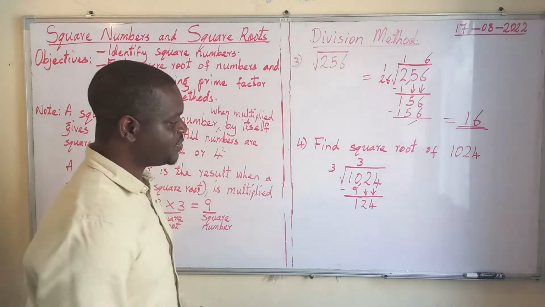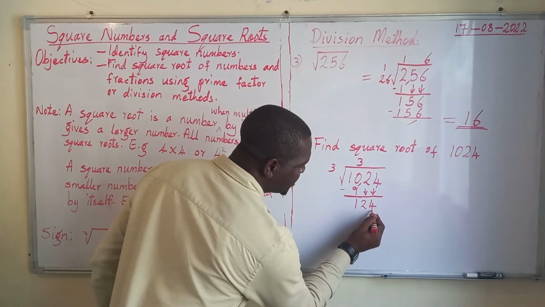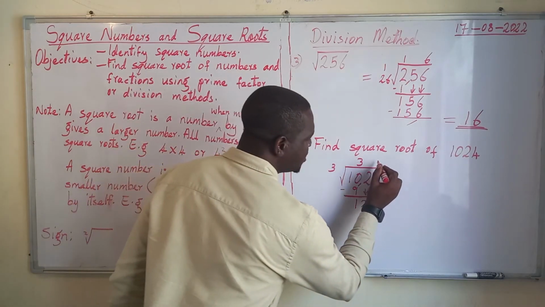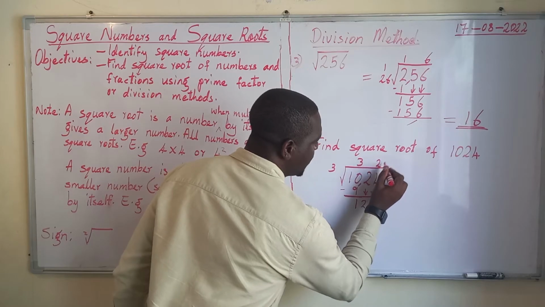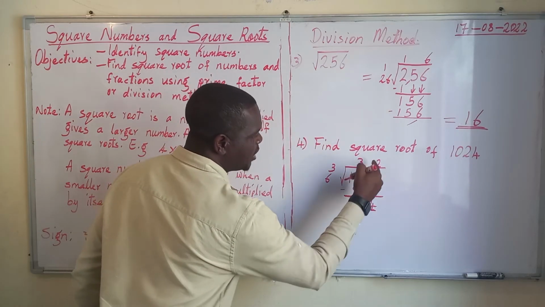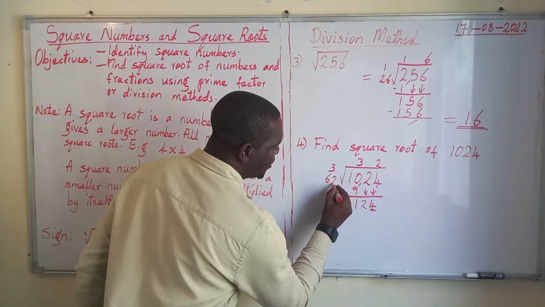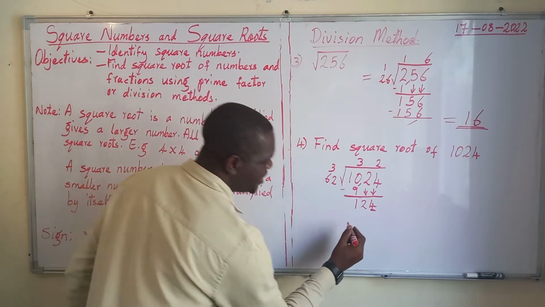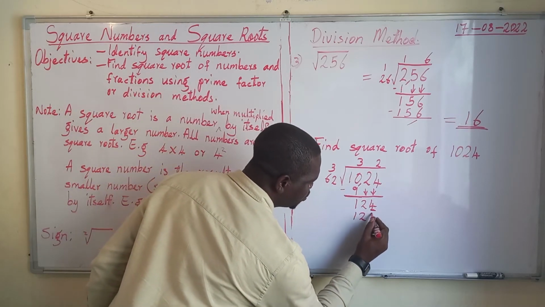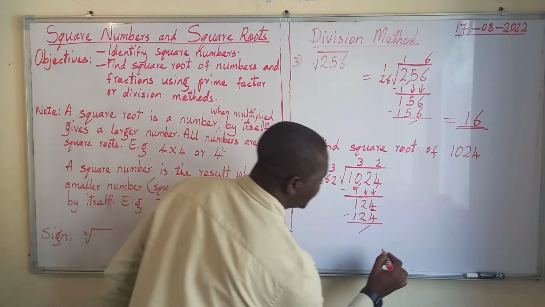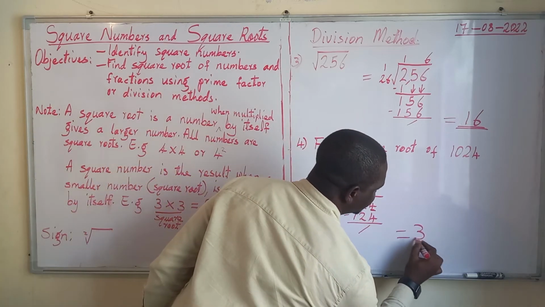You ask yourself, which number when multiplied by itself has an answer that ends with 4? And the answer we have is 2. So you're going to put 2 here. When you come this way, you double this 3 to 6, and you write this 2 equally beside here. This becomes 62, and 2 times 62 will give us 124. If you subtract, the answer is 0, and our answer will be equal to 32.